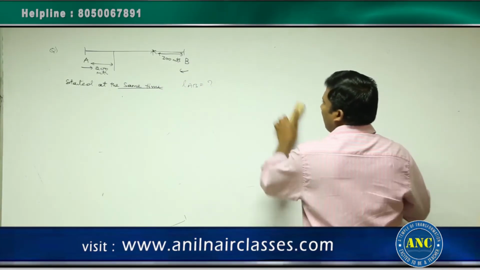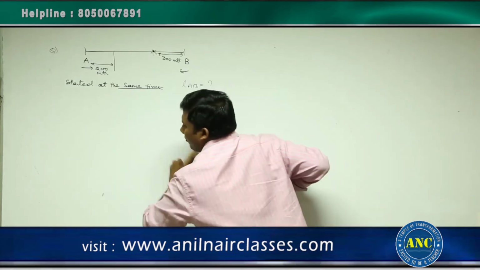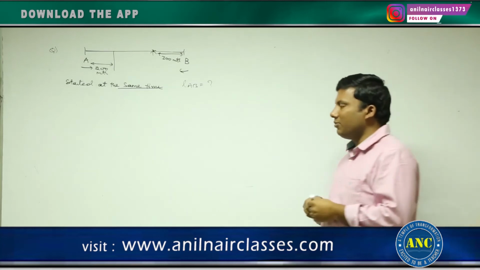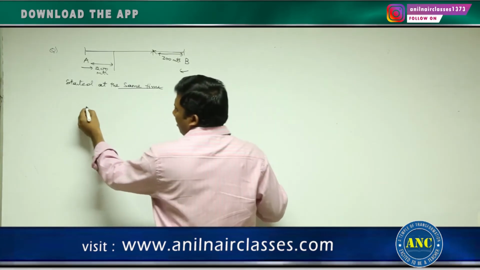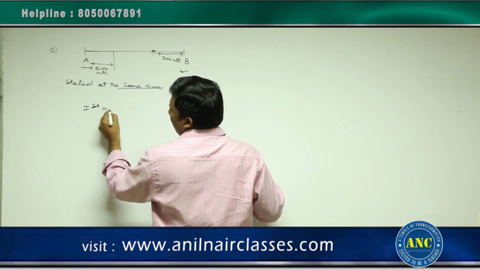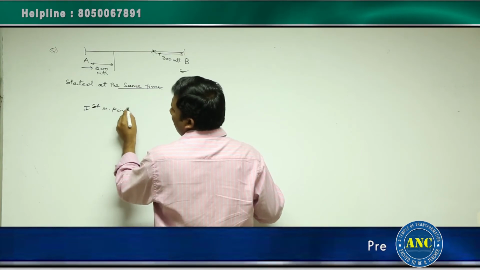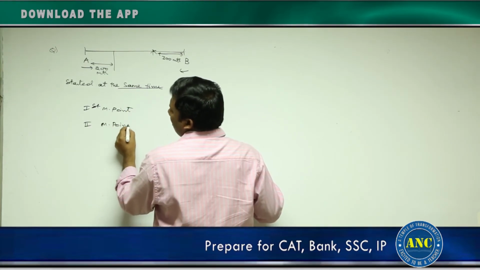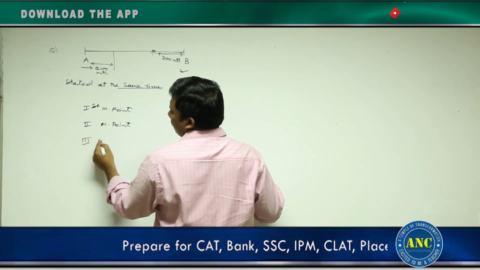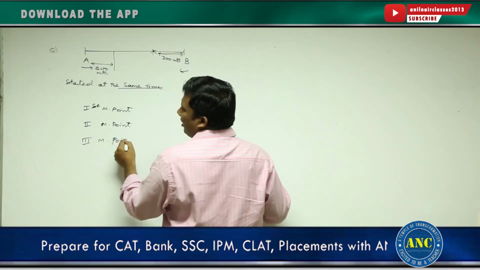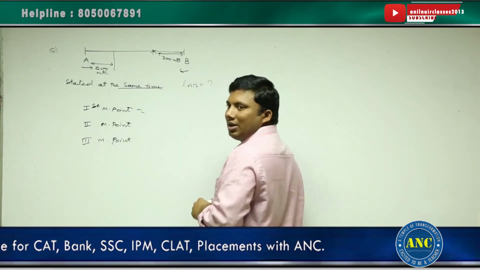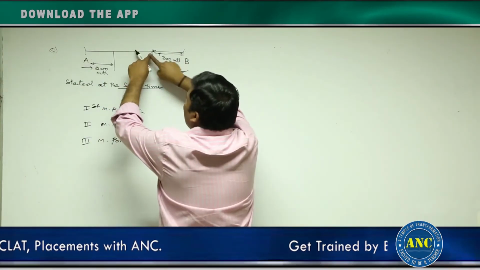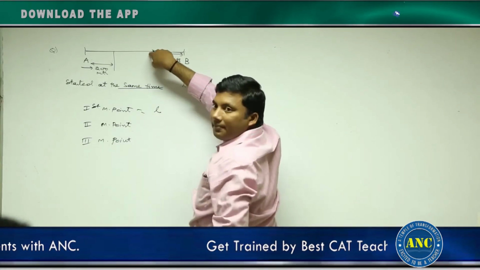Total distance travelled by A and B in the first meeting point. Now we will do first meeting point, second meeting point, third meeting point, and so on. See, first meeting point, think logically. If this is L minus 300, this is 300, this is L.